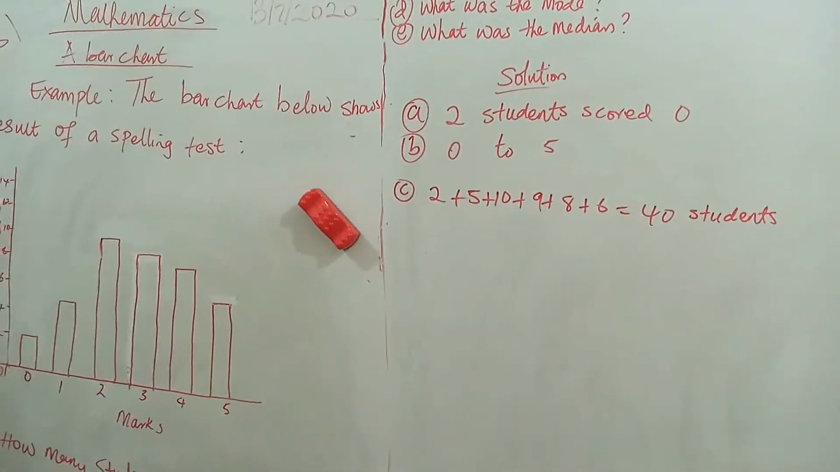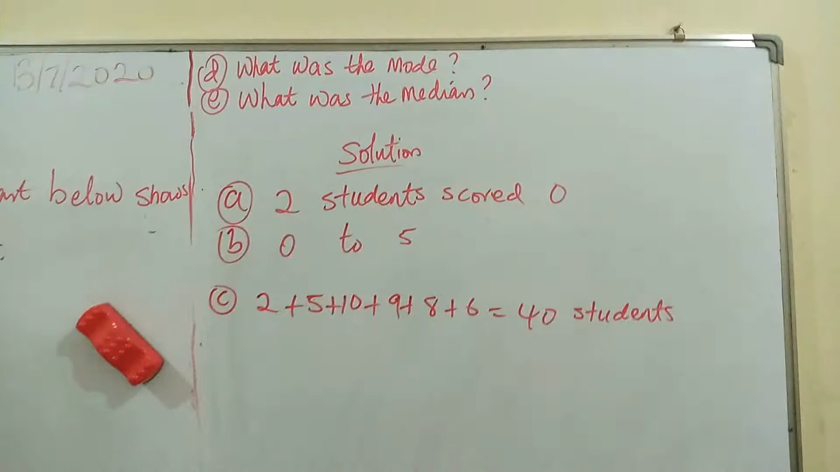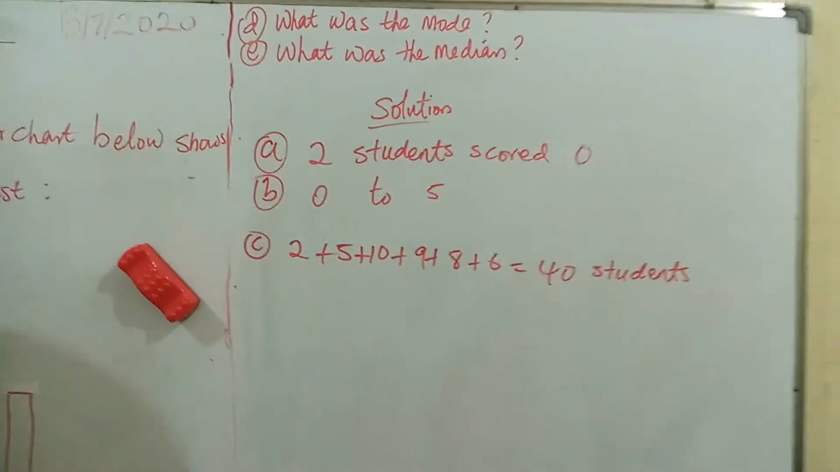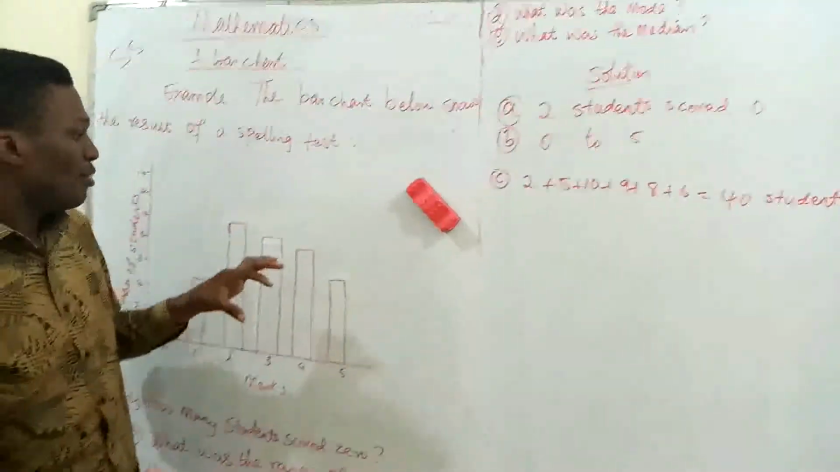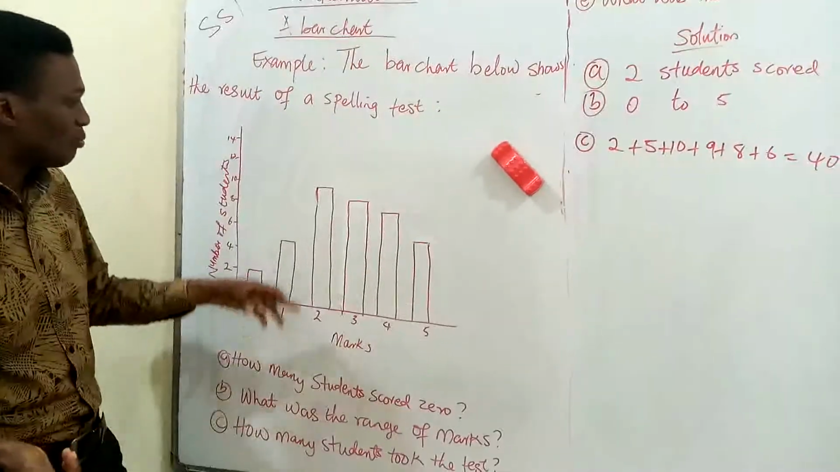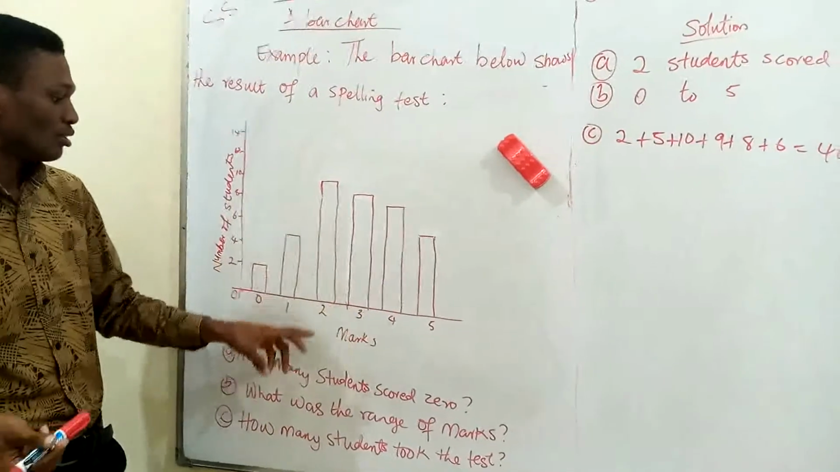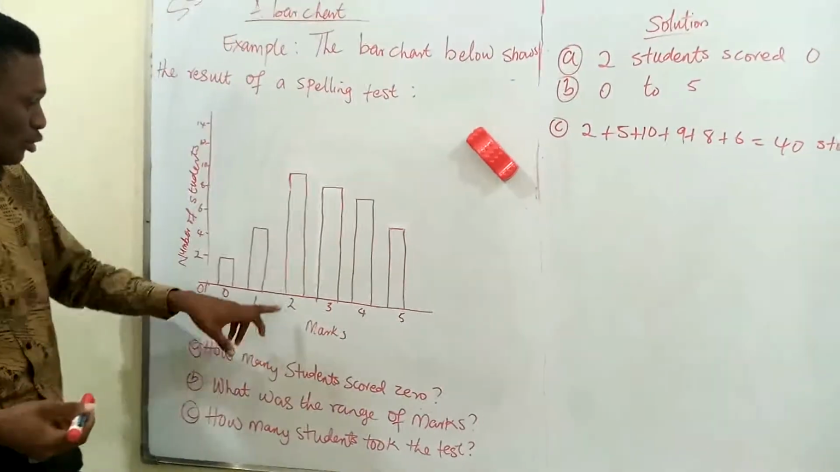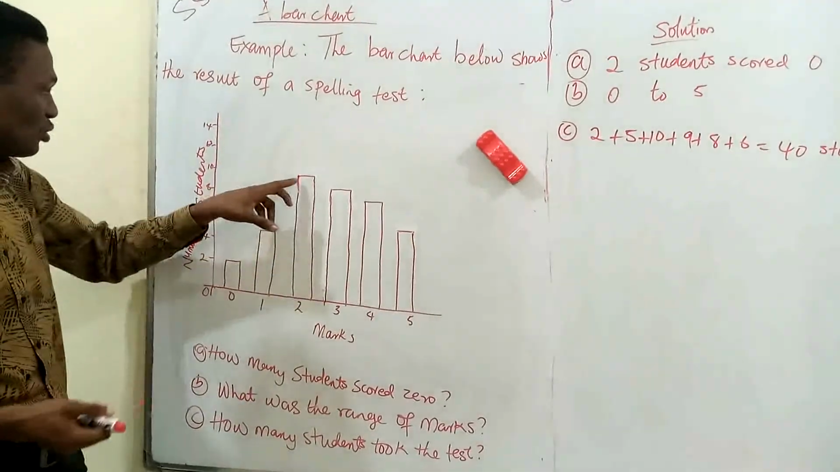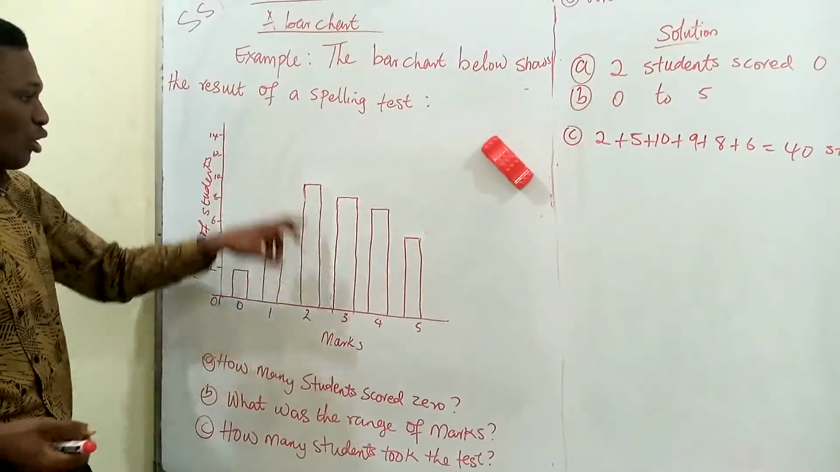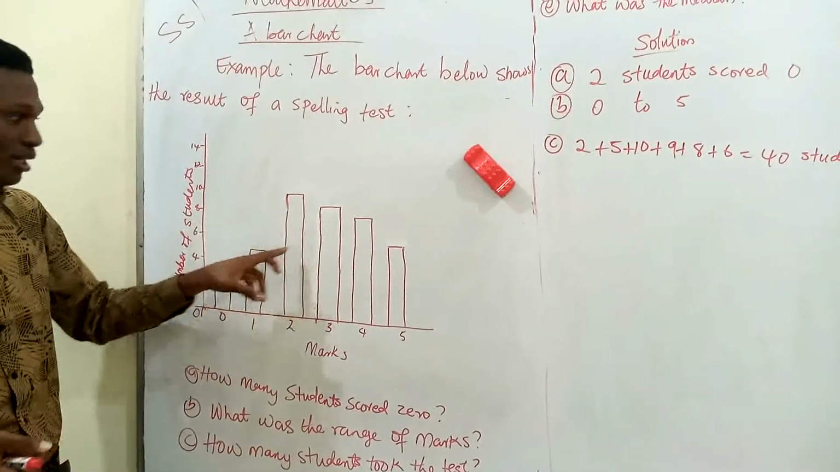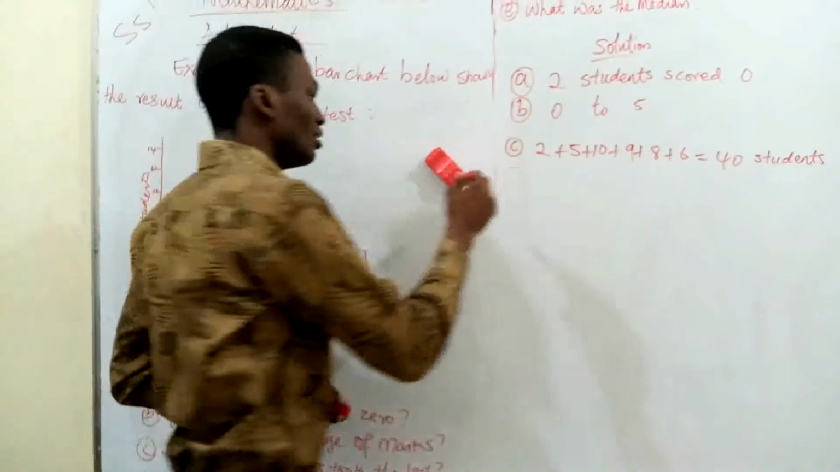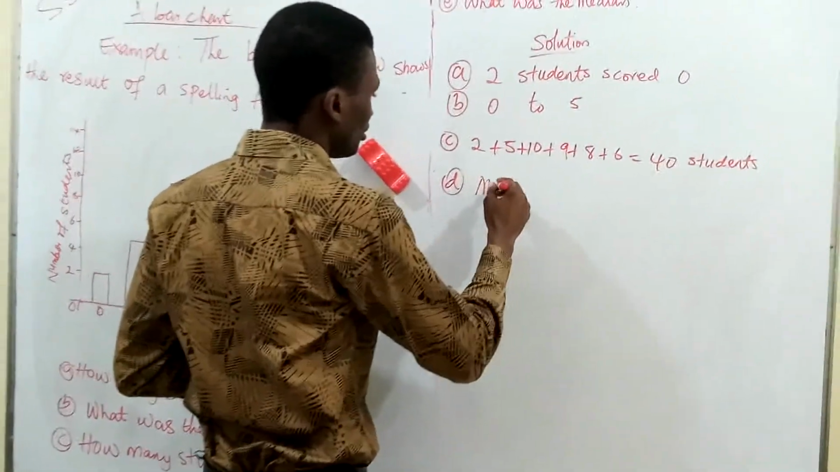D. What was the mode? We said earlier on that the mode refers to the highest occurring number or the most frequently occurring number. But for this bar chart, the longest bar is the mode. We have the longest bar at 2. So the mode is 2 because 10 students scored 2.